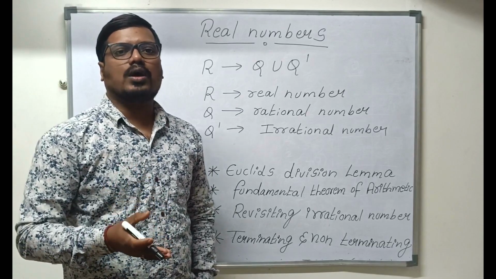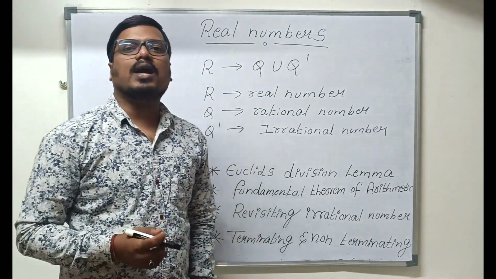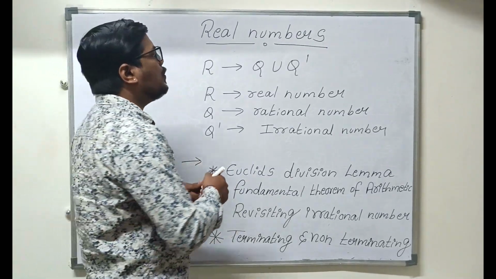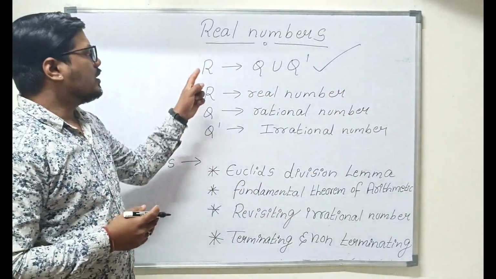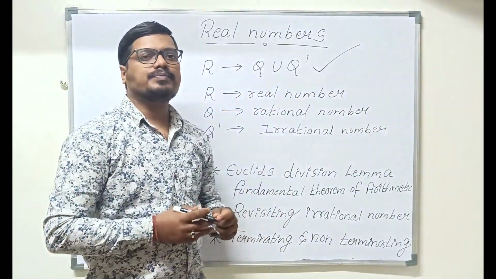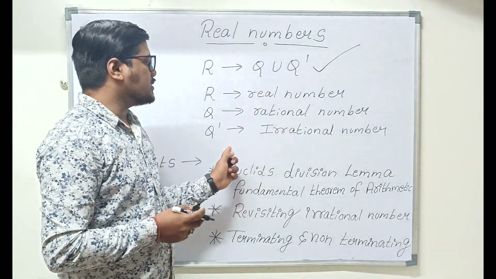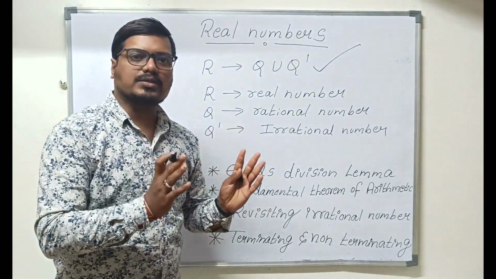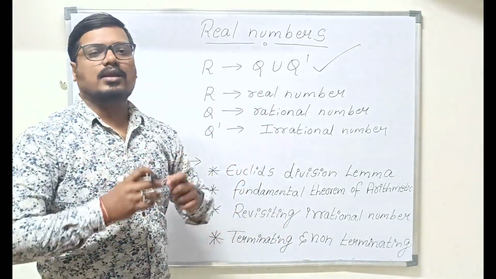Now the last number system we're going to learn is real numbers. What exactly are real numbers? A real number is a combination of rational and irrational numbers. Here R stands for real numbers, Q stands for rational numbers, and Q dash stands for irrational numbers. The combination of rational numbers and irrational numbers is said to be real numbers.